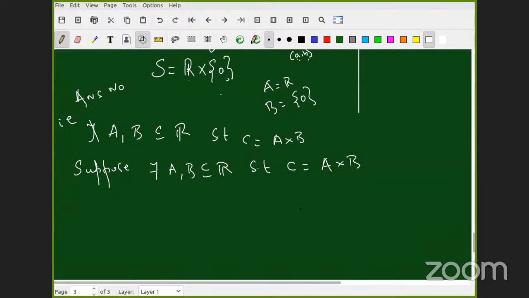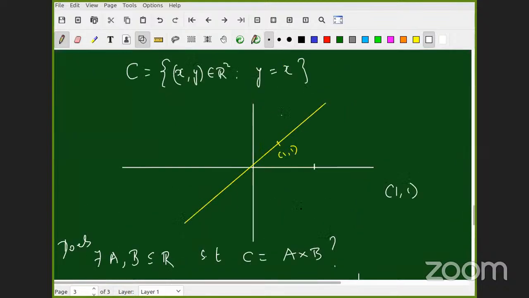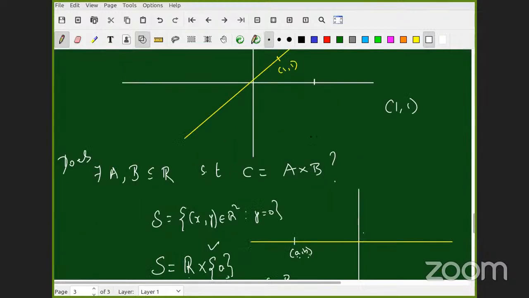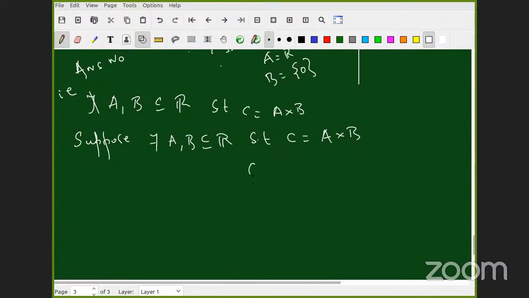Give me 2 particular points in the line. Rahul, can you do that? Yeah. One is 1 comma 1. The other one is 2 comma 2. Very good. That's enough. So 1 comma 1 belongs to C and 2 comma 2 belongs to C. But C equal to A cross B. Therefore, what can we say? Both 1 comma 1 and 2 comma 2 belong to A cross B.